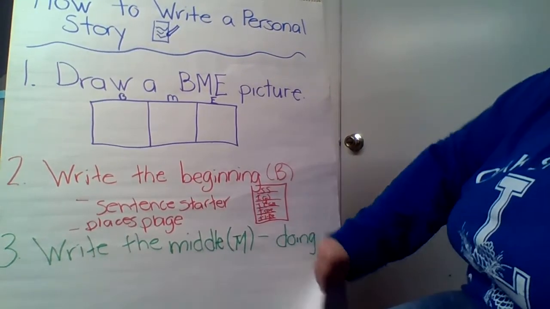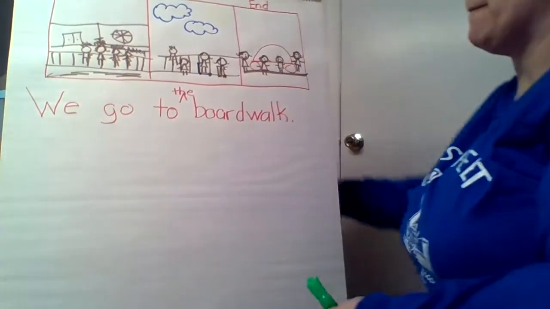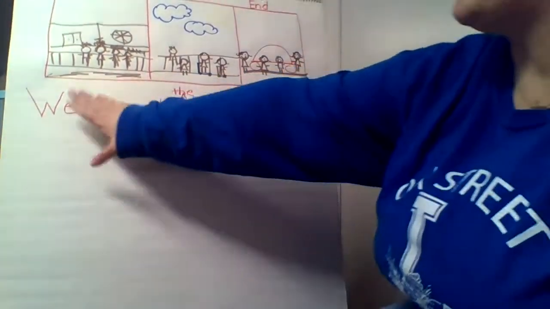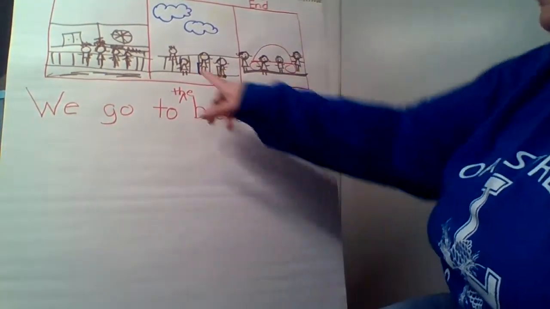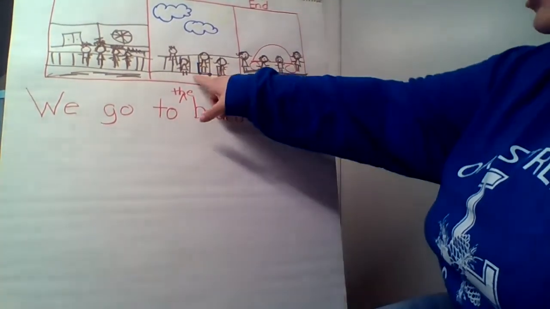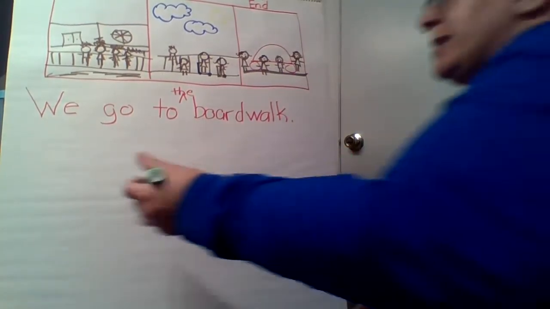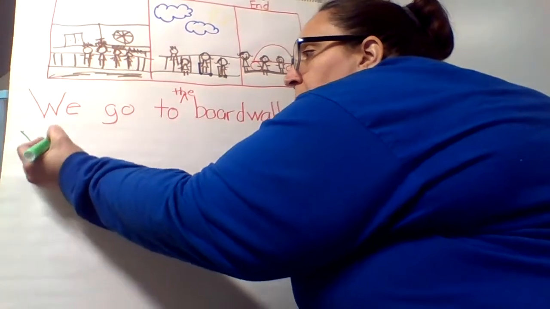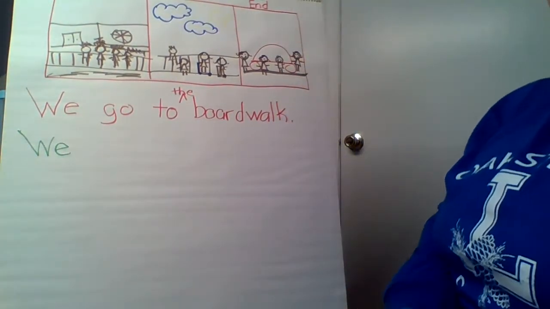So let's look at Miss O'Hara's middle to her story. My first says we go to the boardwalk. In the middle, it looks like we went for a walk. So that will be my sentence. We, because we's already up there. Now, went is a sight word. Went.